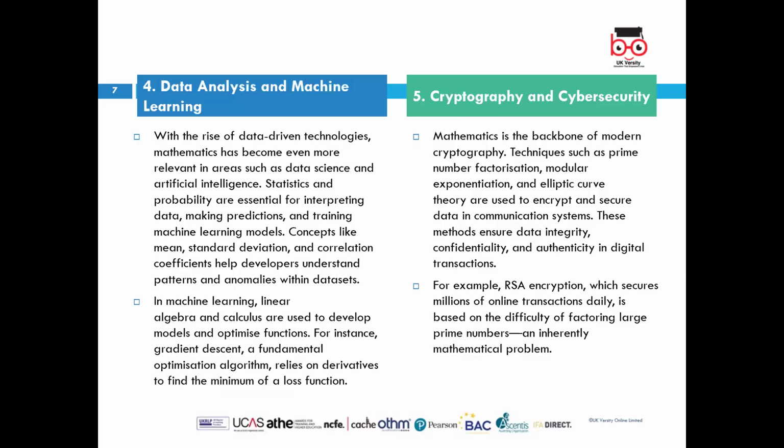So the fourth point is data analysis and machine learning. With the rise of data-driven technologies, mathematics has become even more relevant in areas such as data science and artificial intelligence. Statistics and probability are essential for interpreting data, making predictions, and training machine learning models. Concepts like mean, standard deviation, and correlation coefficients help developers understand patterns and anomalies within datasets.